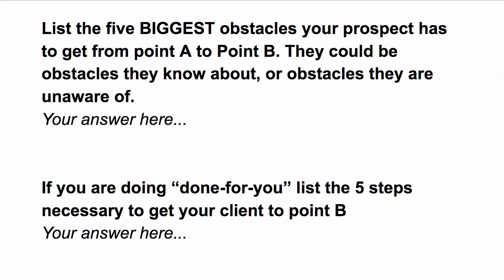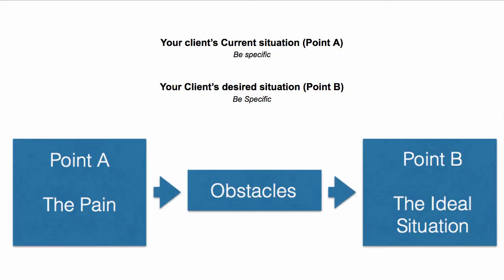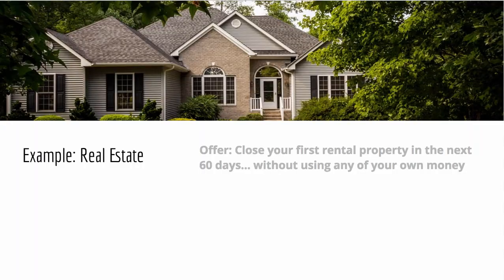So list the 5 biggest obstacles that your prospect has. And if you're doing done for you, list the 5 steps necessary to get your client to point B. So if those obstacles are something you're going to handle for them, instead of just show them how to solve, go ahead and just list those there as well.